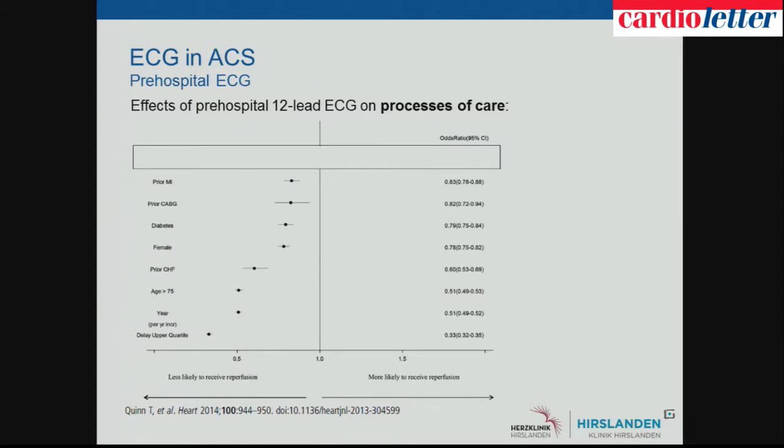You see here a graph you all probably know well: which factors make you less likely to get reperfusion therapy. These are the usual suspects: diabetics, female, older patients, and they are all less likely to receive reperfusion therapy. Is there also something that can make it more likely to receive reperfusion therapy in acute coronary syndrome? Yes, there is. It's a pre-hospital ECG. So looking at process of care, we think it makes sense.